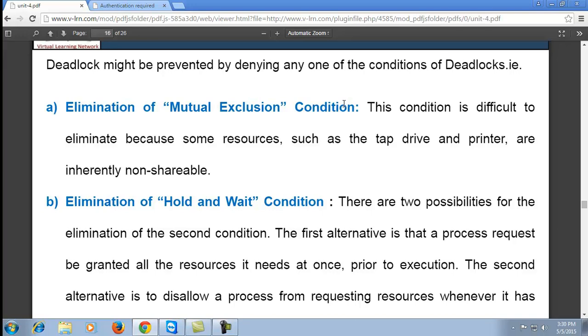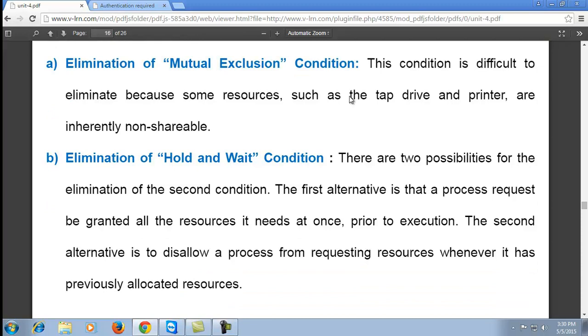The first alternative is that a process be granted all the resources it needs at once prior to execution. The second alternative is to disallow a process from requesting resources whenever it has previously allocated resources.